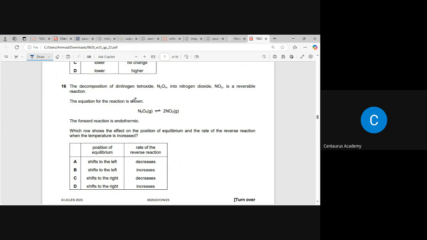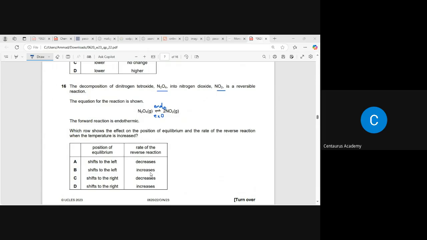All right, look at the next question. You have decomposition of dinitrogen tetroxide, N2O4, decomposing to form nitrogen dioxide in a reversible reaction. The forward reaction is endothermic, so we mentioned endo here. This obviously means that the backward reaction is exothermic. Which shows the effect on the position of the equilibrium and the rate of the reverse reaction when the temperature is increased? When the temperature is increased, what do you think happens to the rate? Is the rate going to increase or decrease?